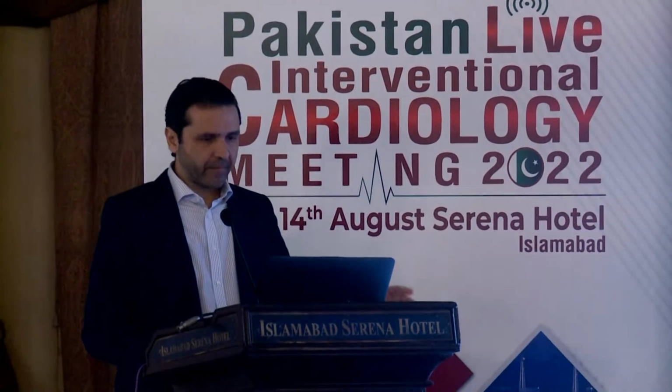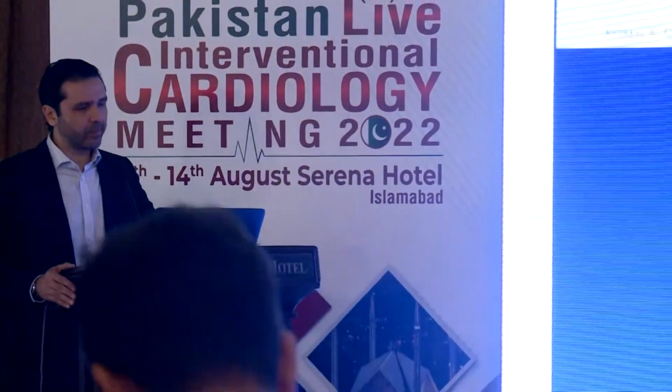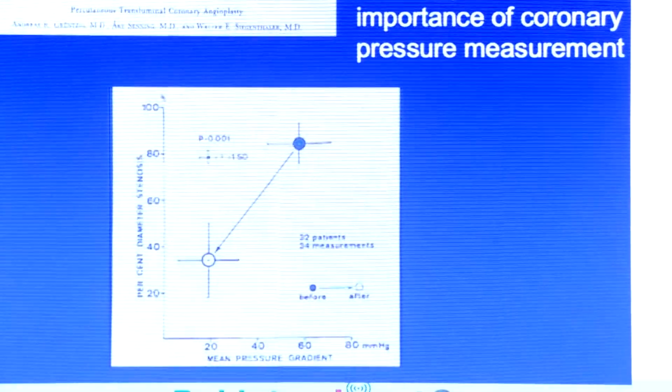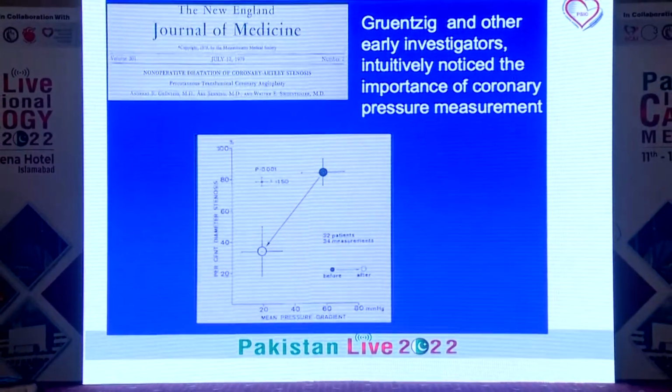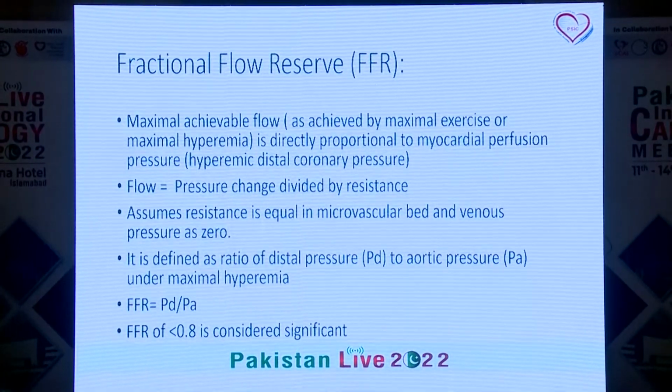I'll jump right into it. Coronary physiology, FFR, iFR for coronary lesion assessment. We have known about this hemodynamics and coronary physiology since '79. There was a paper published by Gruentzig and other early investigators, and they used balloon dilatation and noticed the gradients across the lesions dropped at that time. But they did not have the luxury of using these 0.014 wires with a transducer on it and the FFR, iFR that we can do now.